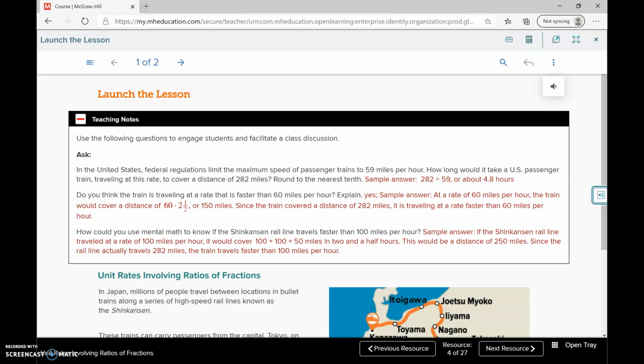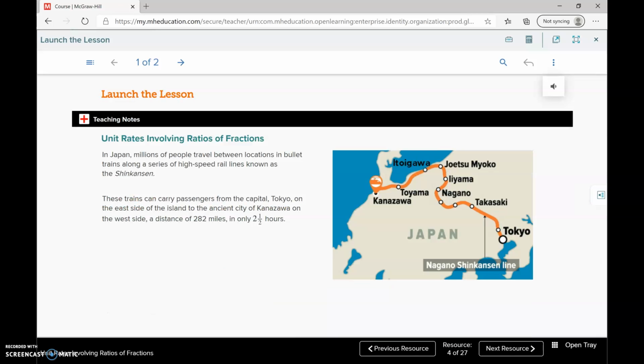I got all kinds of extra things going on here. All right. Unit rates involving fractions.